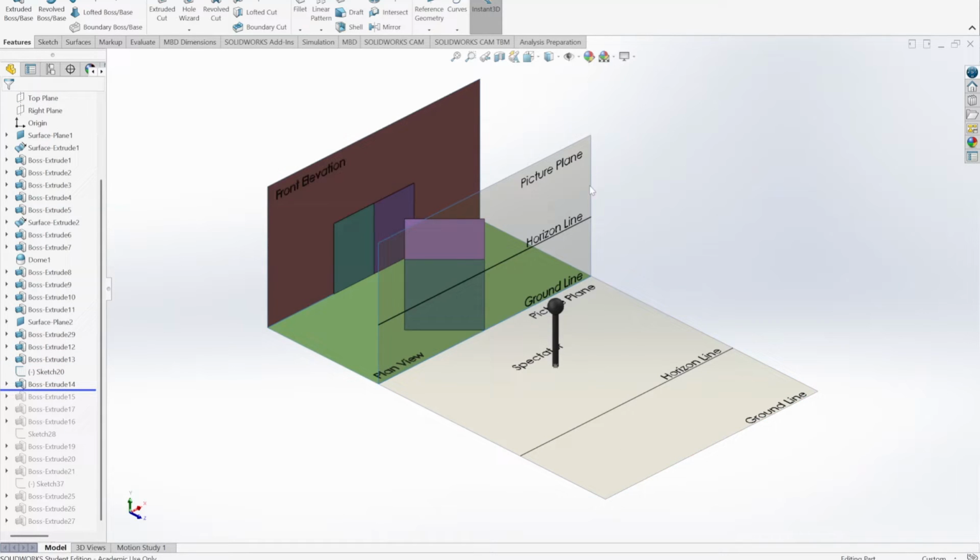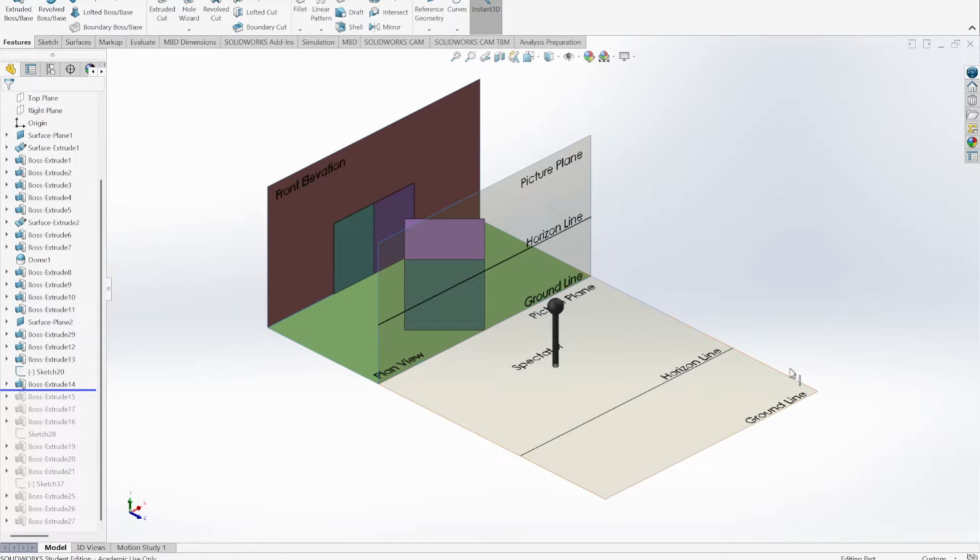Essentially we've just taken the object and laid it flat on the ground here. We've taken this plane and laid it flat on the ground. We have our picture plane as seen on this edge here, we have our horizon line, which is this line here, and then we have our ground line, which the object sits on.